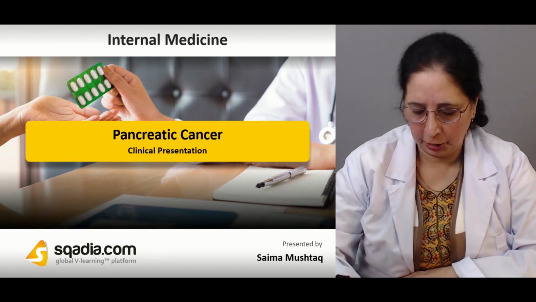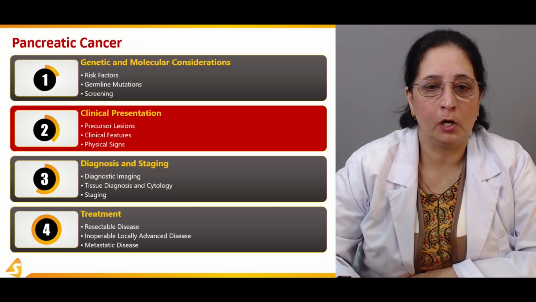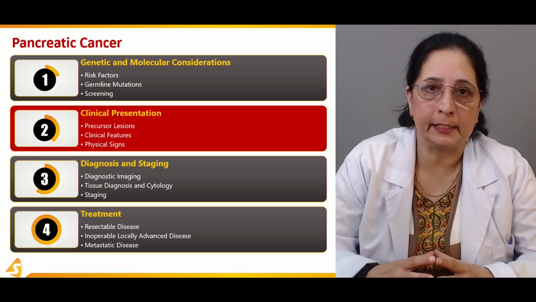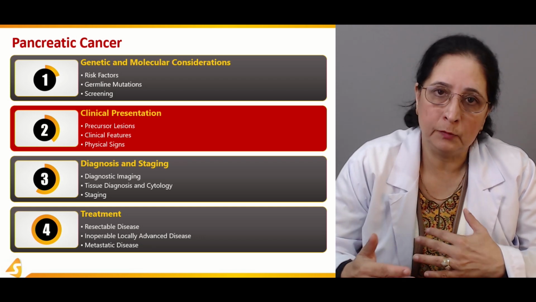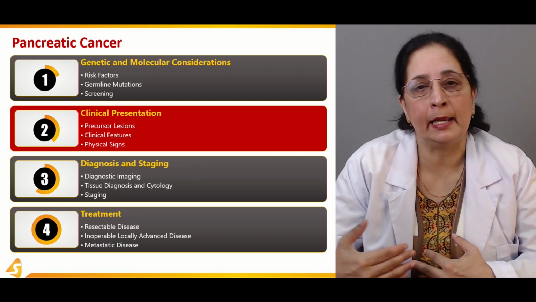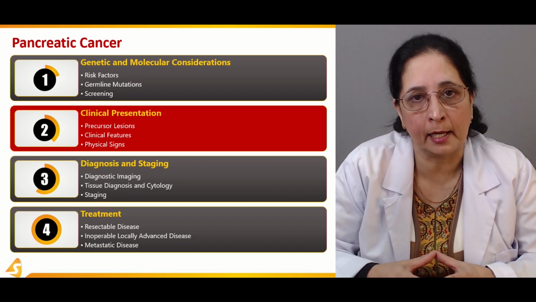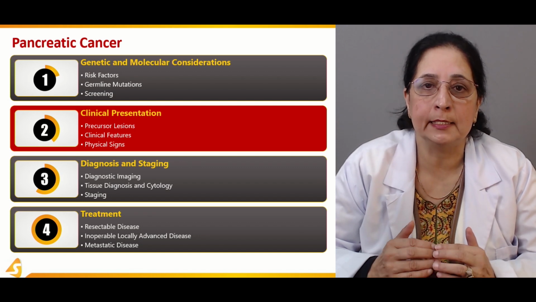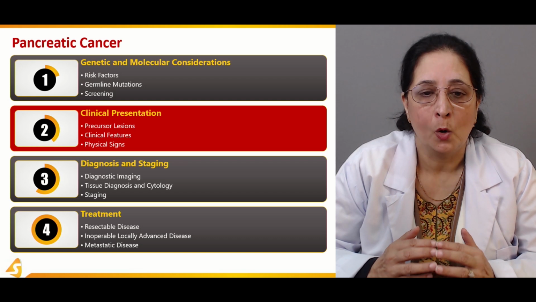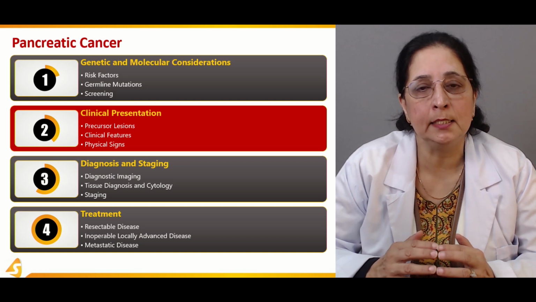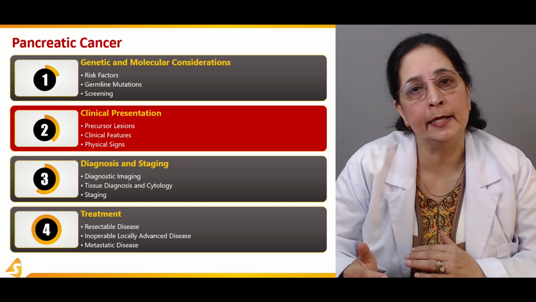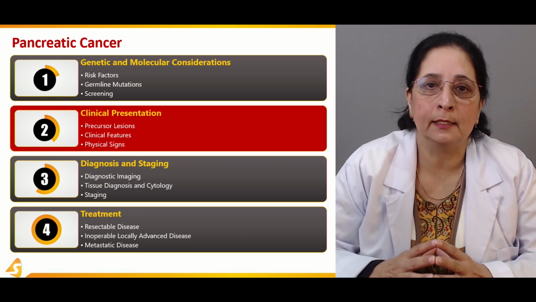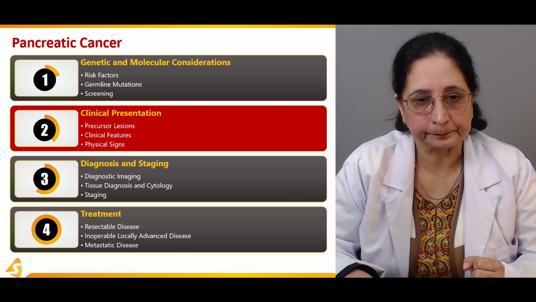In the second section of our lecture, now we will talk about some precursor lesions of pancreatic cancer. That means what are some lesions that can lead to pancreatic cancer or carcinoma, how the patient with pancreatic cancer presents, and what are the signs and physical signs and symptoms of the patient with pancreatic cancer.